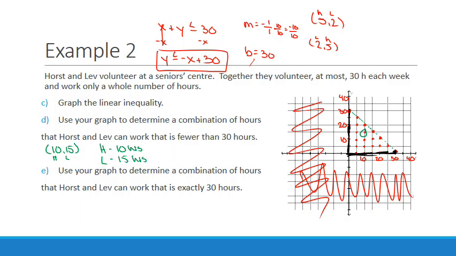In the second part, it says use a graph to determine a combination of hours that Horst and Lev can work that is exactly 30 hours. So exactly 30 hours, I pick something on that boundary. So I could pick this guy here, which is 20 and 10.